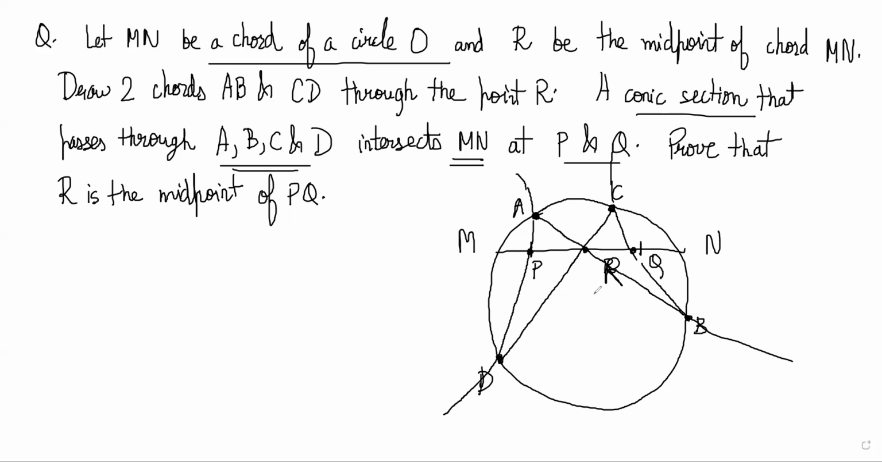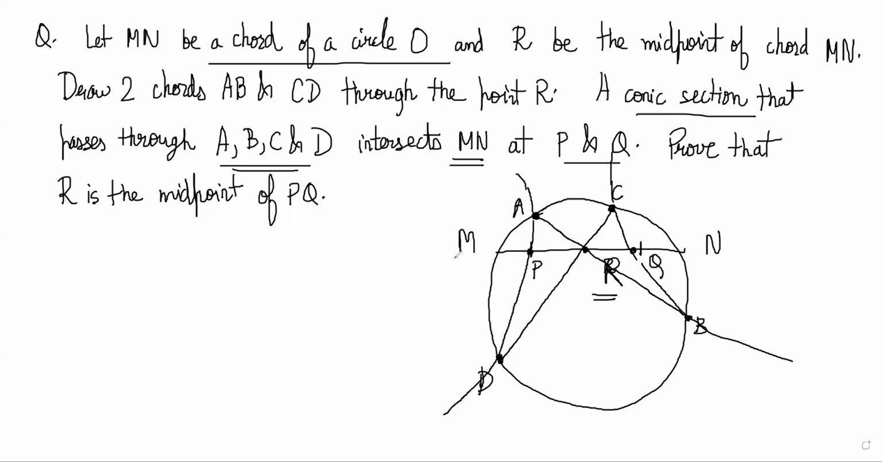We have to show that R is the midpoint of PQ as well, right? We knew earlier that R was the midpoint of MN. Now we have to show R is the midpoint of PQ, where P and Q are the intersection points of the conic that passes through ABCD with the line MN, right?